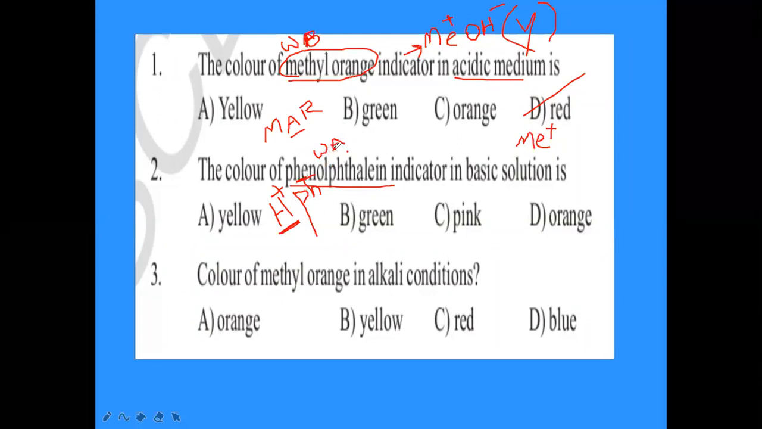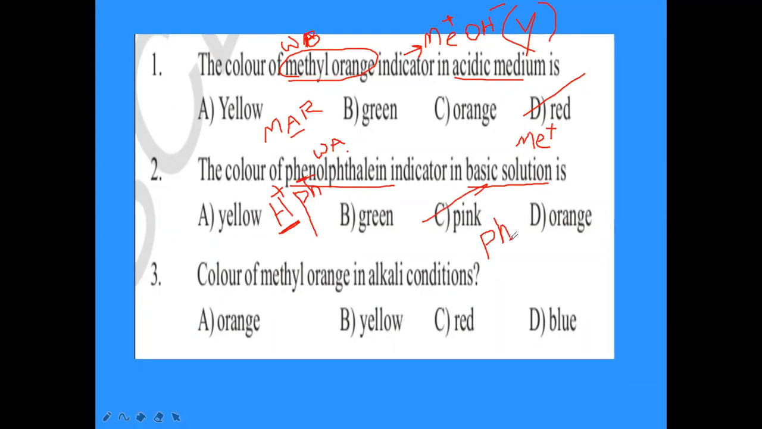It is a weak acid, and in which medium will it dissociate? In the opposite medium, that is basic medium only. In basic solution only, the phenolphthalein molecule will dissociate to give what? H plus and Ph minus. Remember. And in which medium here? Basic medium, that is the opposite medium, HPh will be dissociated into anion. This Ph minus color will be different. The Ph minus color will be pink. Remember, what is the color of Ph minus? Pink.